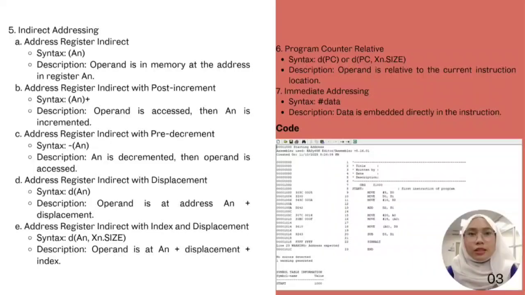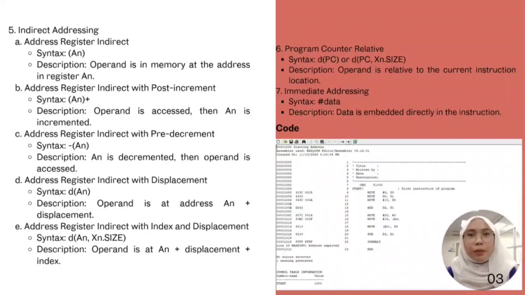D. Address register indirect with displacement. The syntax is d(An). This means the operand is at the address An plus some offset or displacement value. E. Address register indirect with index and displacement. The syntax is d(An,Xn.size). Here, the operand address is calculated by combining the register An, a displacement, and an index register. It's useful for accessing elements in arrays or structures.